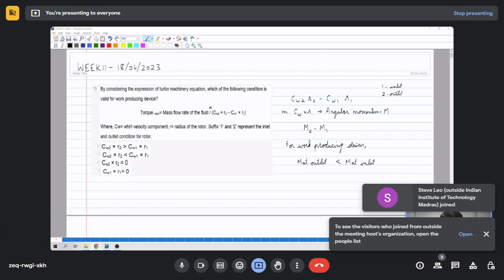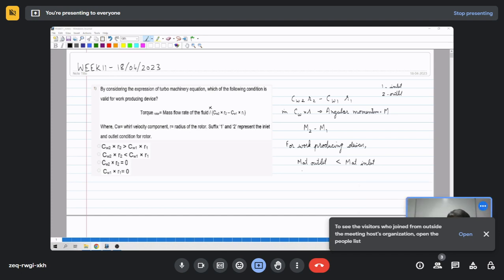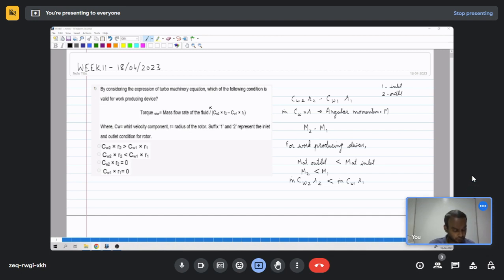So now the angular momentum at the outlet, m2, is less than m1, or we said m dot CW2 R2 is less than m dot CW1 R1. Now m dot cancels. We can divide this expression by m dot, and then we will have CW2 into R2 is less than CW1 into R1. So the answer is B.